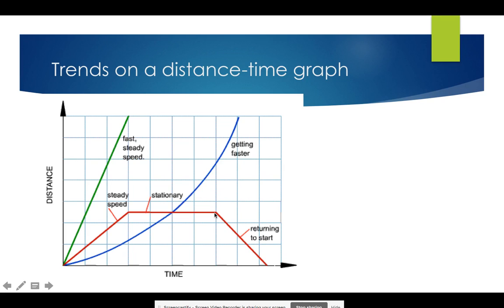This next portion here is showing that my distance is actually decreasing from our starting point, meaning that I'm getting closer and closer to where I began. I am now walking back to my starting point. And since it's a straight line, I know that it's at a steady speed.